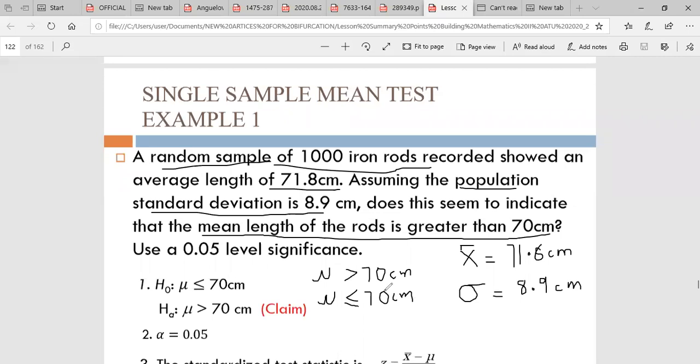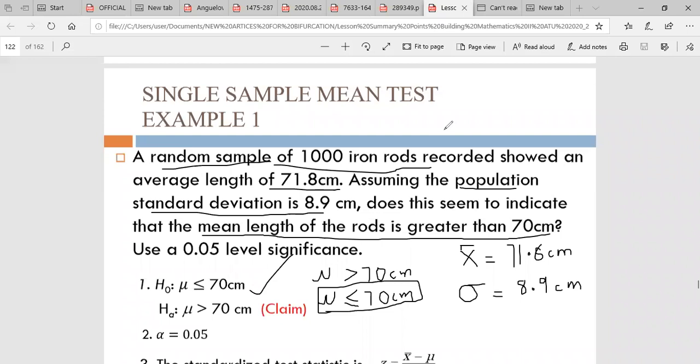Then step three is to check which one has the equal to, and that will be the statement we assign to the null hypothesis. So you can see that in our null hypothesis, we have mu is less than or equal to 70 centimeters, whereas in the alternate hypothesis, we have mu is greater than 70 centimeters. Okay, good. So you realize that this will be the outcome for our null and alternate hypothesis.